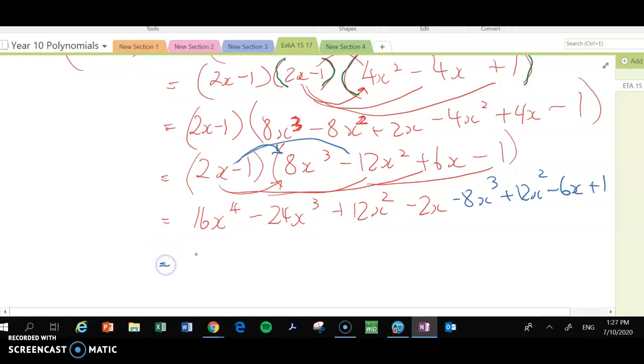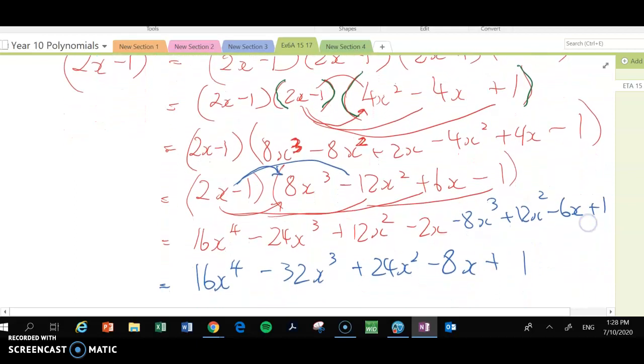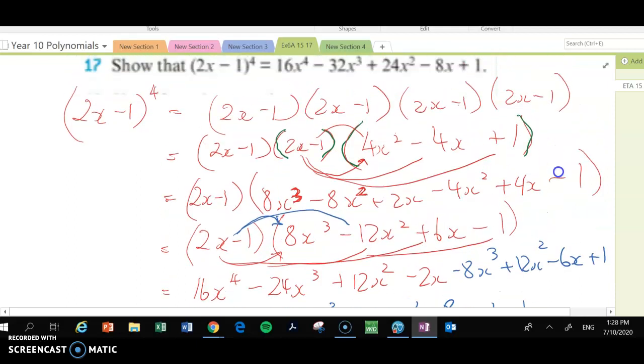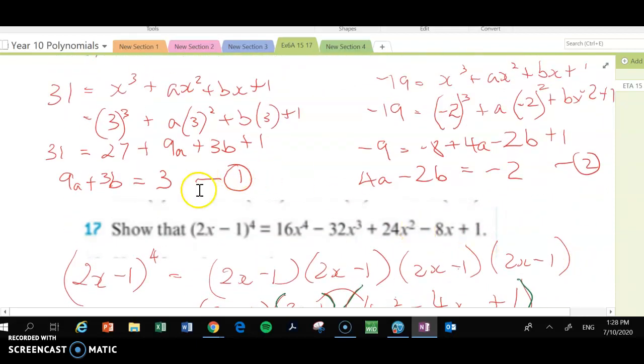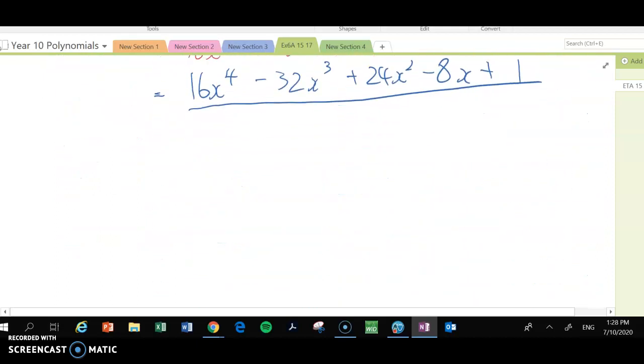And we end up with 16x to the power 4. The cube becomes negative 32x cubed. The squares become 24x squared minus 8x plus 1. And we can see that we, in actual fact, have shown that to be the case. So, hopefully, have a go at that. If you are still having problems with this one, watch again. I'll continue on now. So you can pause and have a go at that first one all the way to the end.